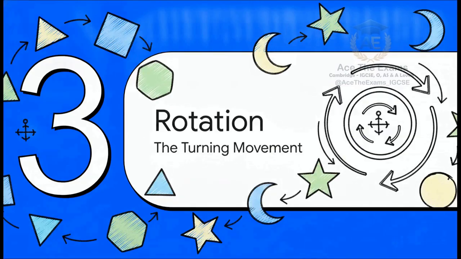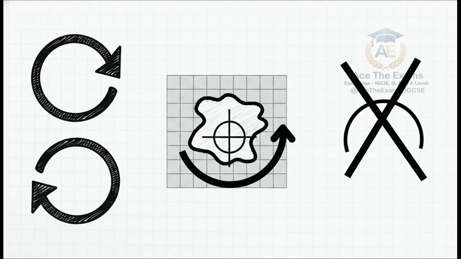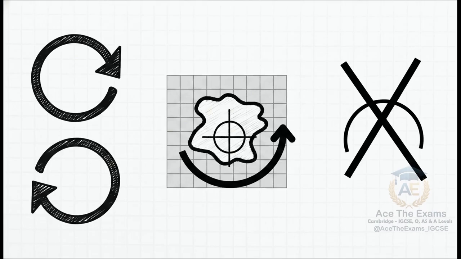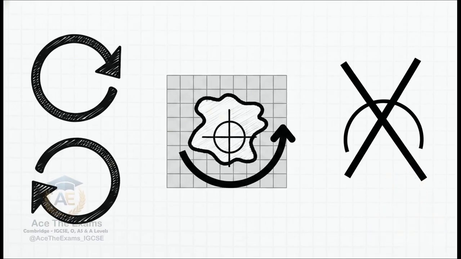All right, part 3, rotation, the turning movement. Now, rotation is a turning movement. It leaves the size and shape identical, but drastically changes the orientation. To get full marks, you literally cannot describe this movement without providing 3 precise parameters. You need the exact center point, the degree angle, and the direction of the turn.